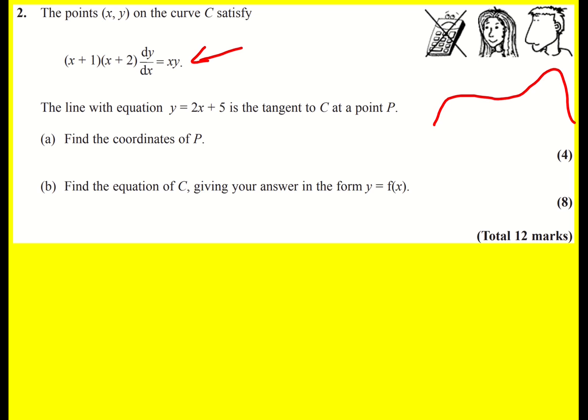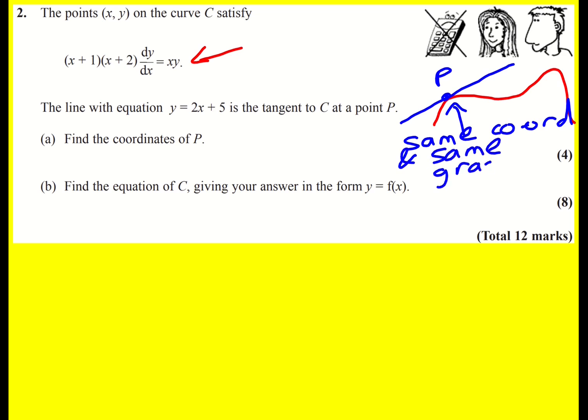And we're told that a line with equation y equals 2x plus 5 is a tangent to this curve at a point P. So maybe it's here. And this is absolutely crucial because they'll have the same coordinate at P and the same gradient. In fact, not just the same gradient, but it's y equals mx plus c, so the same gradient of 2.